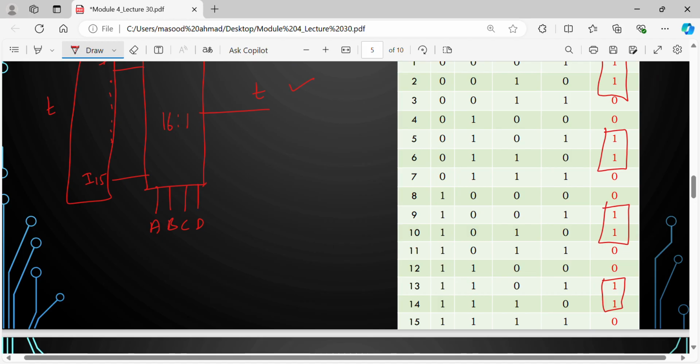So this is how, by using 4 16 is to 1 muxes, what exactly I did, I could design, okay, binary to gray code converter. Okay. I hope it is clear.